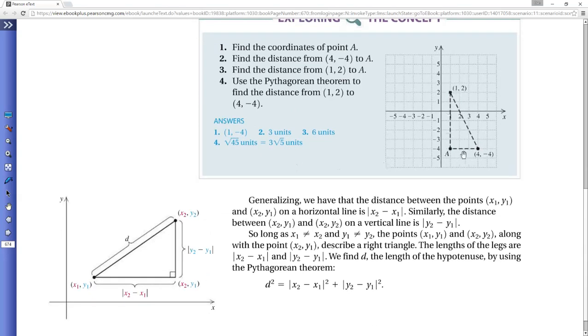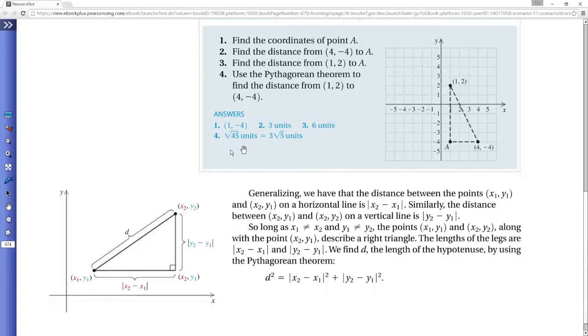Well, now I have two legs of this right triangle. I can find out what the hypotenuse is, or the distance between these 2 points, which would be 3 squared plus 6 squared, which ends up to be 45, which is 9 times 5, which we can simplify to be, when we take the square root of 45, 3 square roots of 5.